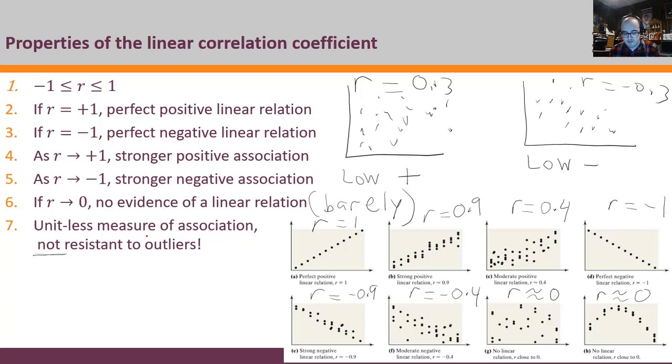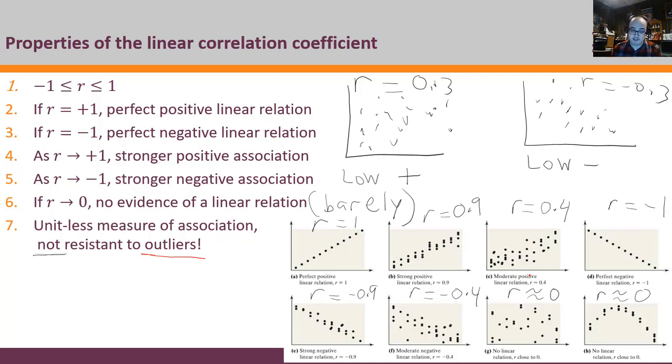It is not resistant to outliers, but that's a topic we're not going to really delve too much into in this class. A perfect positive relationship is like this first graph. This will have a correlation coefficient of exactly 1 or thereabouts. A strong positive linear relationship has a correlation coefficient of about 0.8, 0.9. All of the data points are on roughly the same line, and they have the same overall trend.